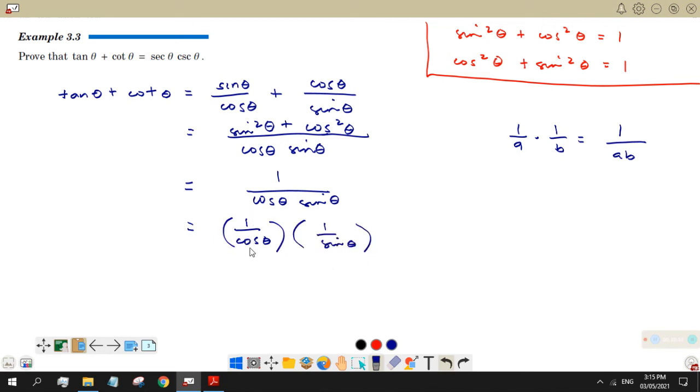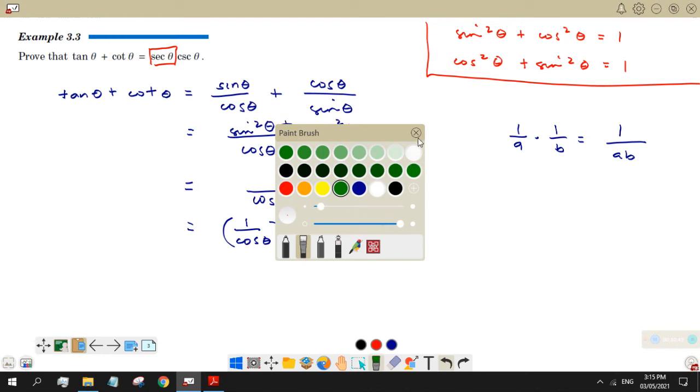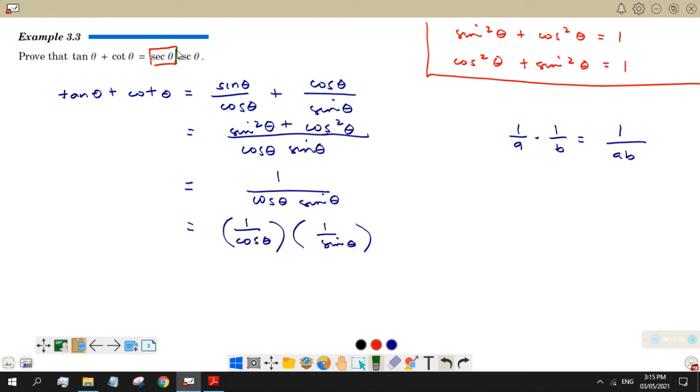What do we know about 1 over cosine theta? 1 over cosine theta is actually equal to secant theta. Okay? And 1 over sine theta from the earlier lesson that we had is equal to cosecant theta. So we have here secant theta, cosecant theta. This is our final answer.